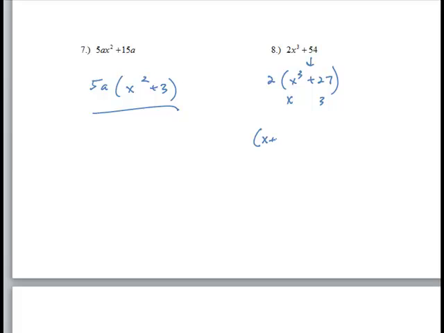The binomial becomes x plus 3 times the trinomial x squared minus 3x plus 9. Don't forget to carry down your greatest common factor of 2. So we're completely factored, having a total of 1, 2, 3 factors, 3 things being multiplied.